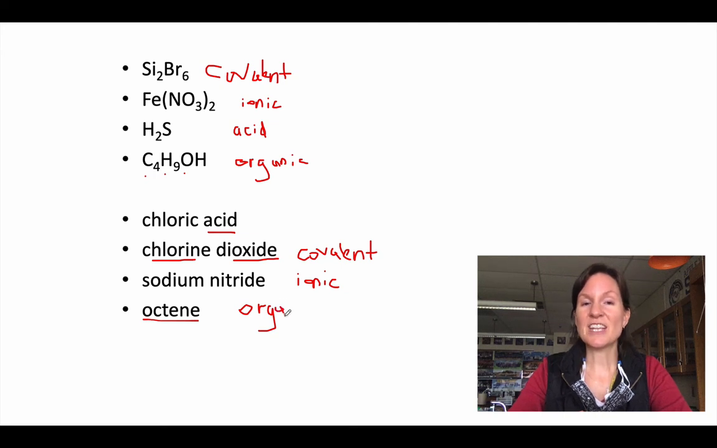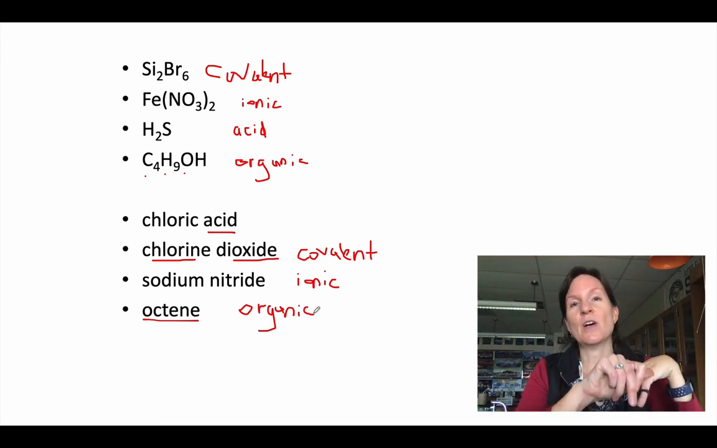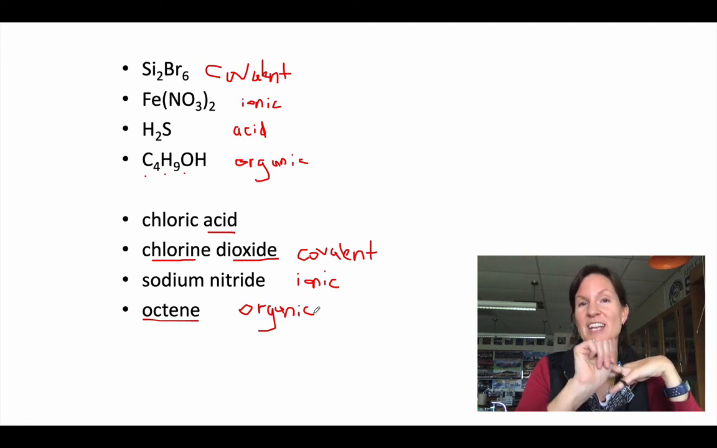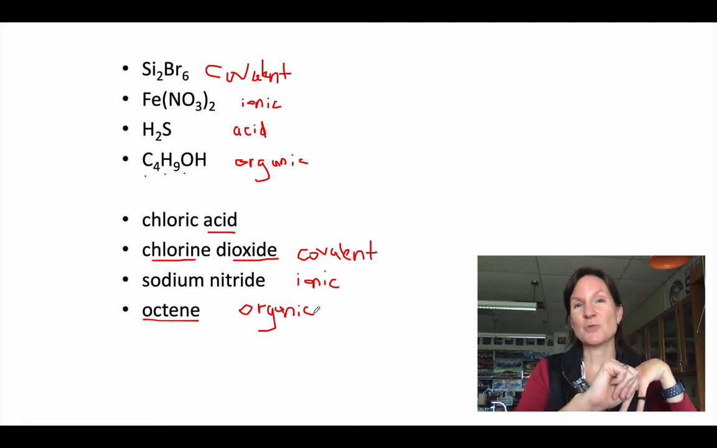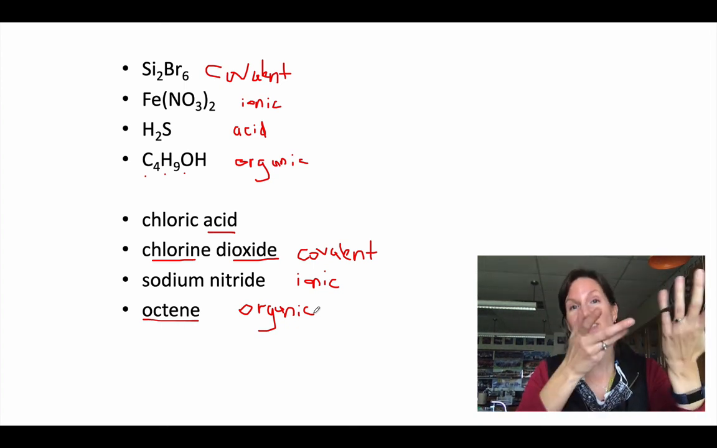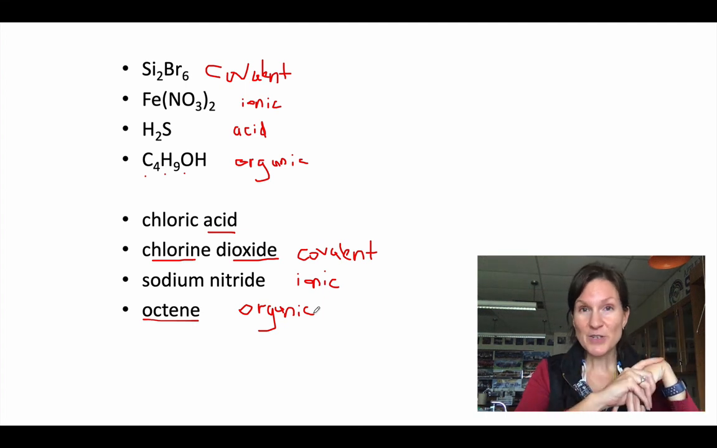So this video is just an intro to how to determine the types of bonds. Again, ionic will have metal, organic will have carbon, hydrogen, and oxygen. Acids will start with H's, and if none of those are true, then it's just a simple covalent, and we'll name it like a molecule. That's it for your intro video. Go ahead and do the practice and have a nice night.